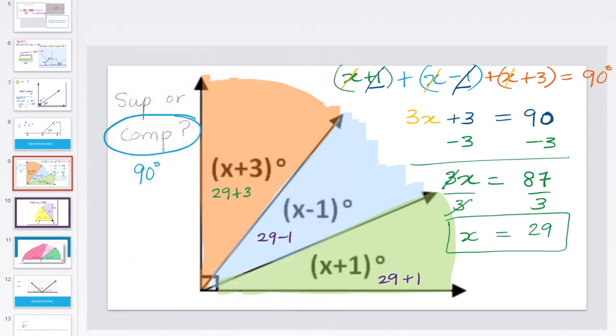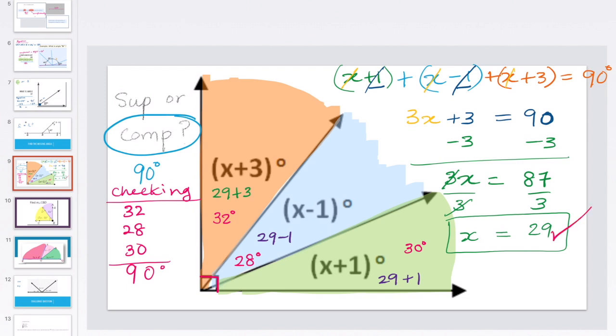29 plus 3 is 32 degrees. 29 minus 1 is 28 degrees. 29 plus 1 is 30 degrees. Now let's add up these numbers. Let's add up 32, 28, 30. What I'm doing here is I'm checking my work. Does all this make sense? When I add this up, I'm getting 90 degrees. So the adding up of all these is going to give me 90 degrees, which means my solution was correct.